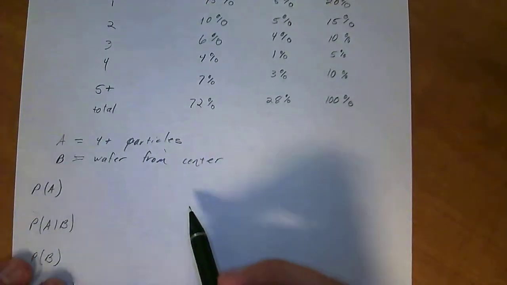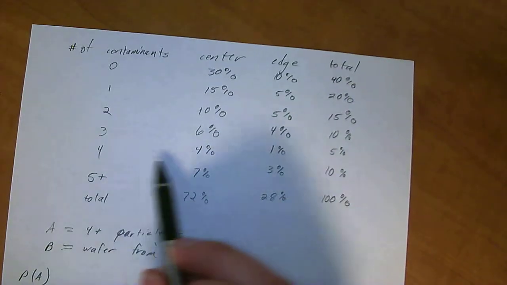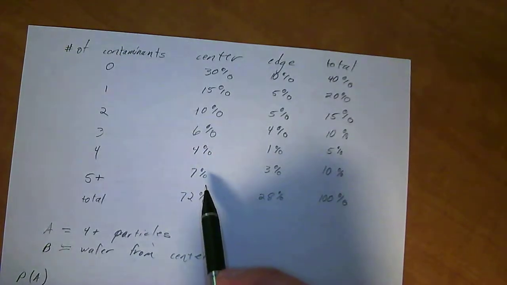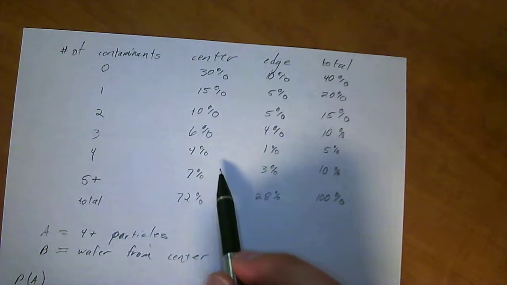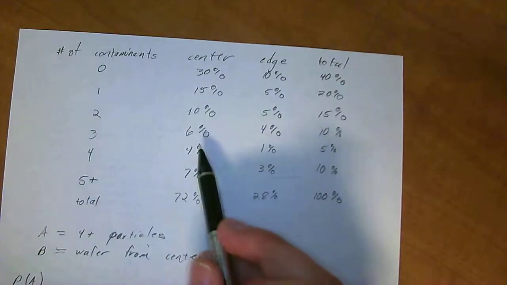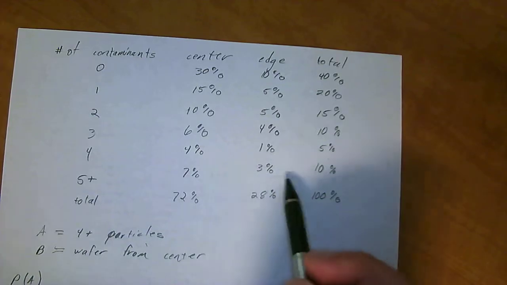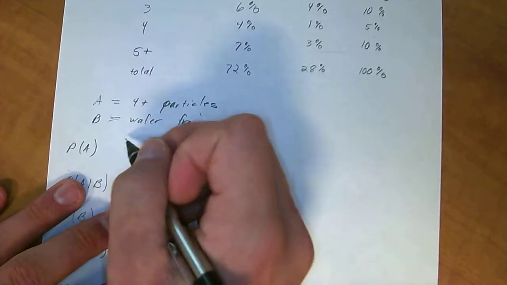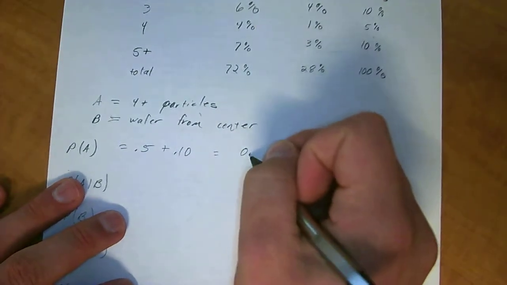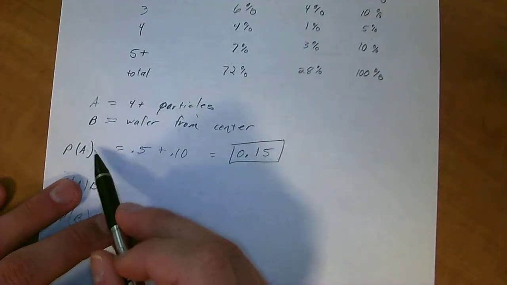The way to do this is actually not too bad. The probability of 4 or more particles is equal to this row, which is 4 particles, and this row, 5 plus. So it doesn't matter where they're coming from, just that they have 4 or more. So you have this entire row, 5%, and this entire row, 10%. So the probability of A is equal to 0.05 plus 0.10, which is equal to 0.15. So that's the probability of something having 4 or more particles.